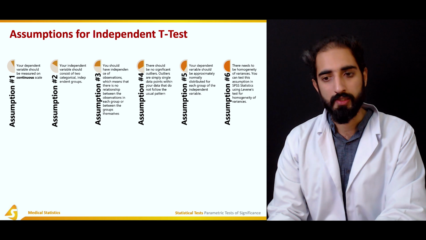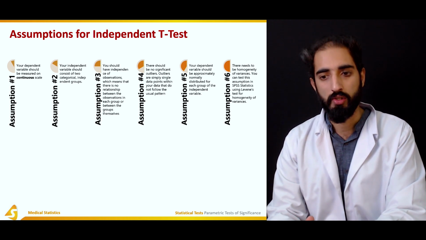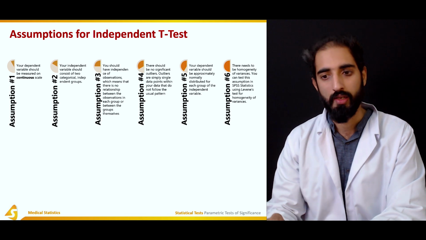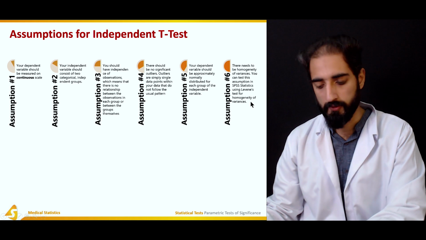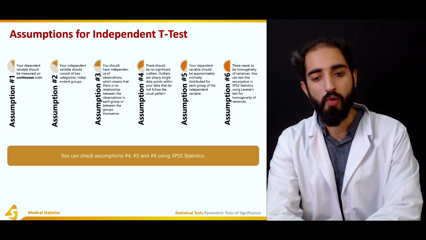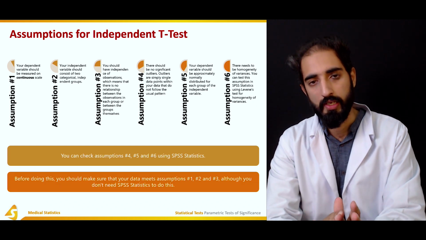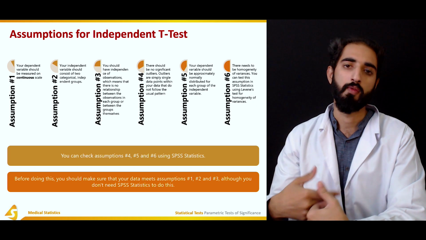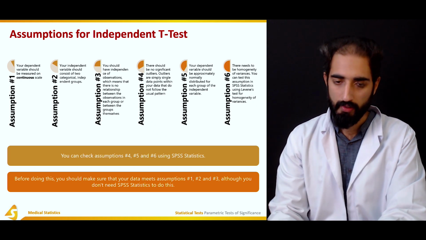And assumption number 6, there needs to be homogeneity of variances. You can test this assumption in SPSS statistics using a test which is known as Levene's test for homogeneity of variances. So we can check the assumptions number 4, 5, and 6 using SPSS, and before doing that, we should also make sure that assumption 1, 2, and 3 are fulfilled.